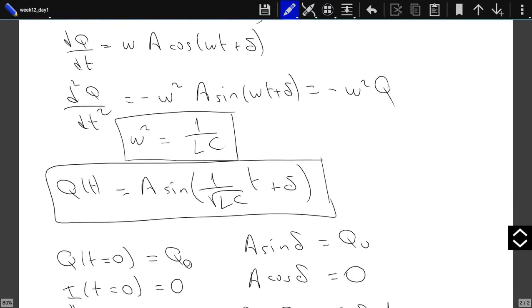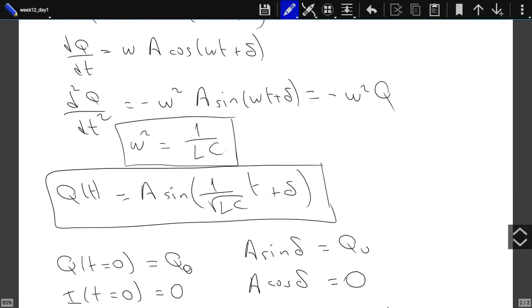So this is our solution. Whatever the values of A and delta are, we have these two unknown constants, and this function does satisfy our equation. Now, we can determine those constants.